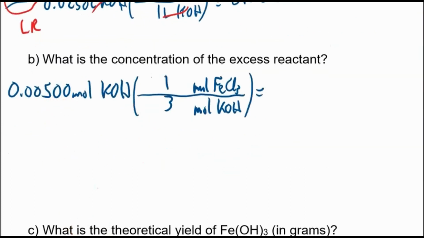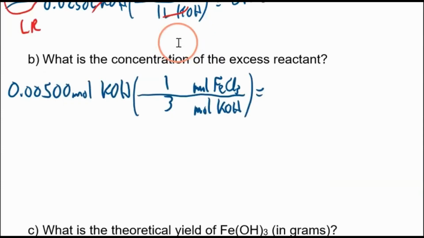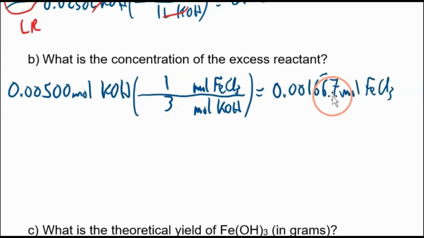Okay, so we can divide this by 3. Divide by 3. 0.001667. I'll just do one more than we need for sig figs. Moles of FeCl3. So this is how many moles reacted in theory if it goes to completion.